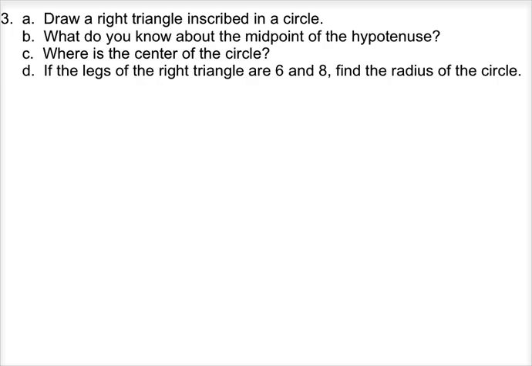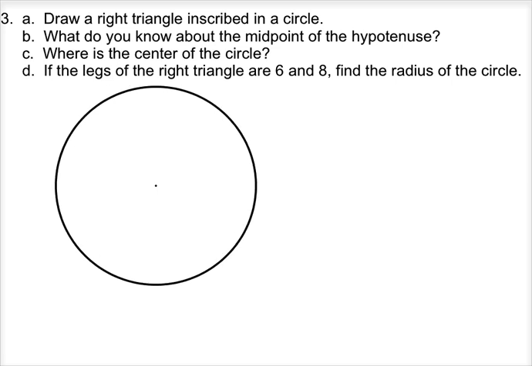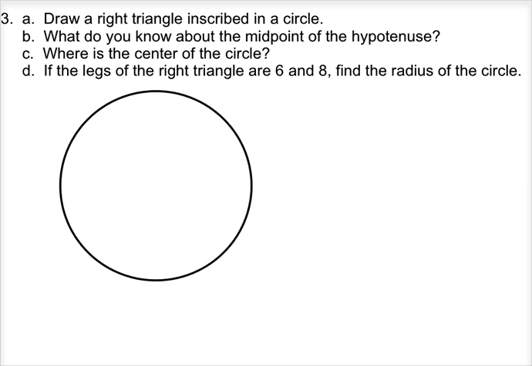Number 3, part A, draw a right triangle inscribed in a circle. So the first thing I want to do is draw myself a circle. I do that, and if you're freehanding it, just do the best that you can. So here's going to be my circle. Drawing a right triangle, I need to get some segments in here. So I'm going to start by drawing a segment over on this left side.